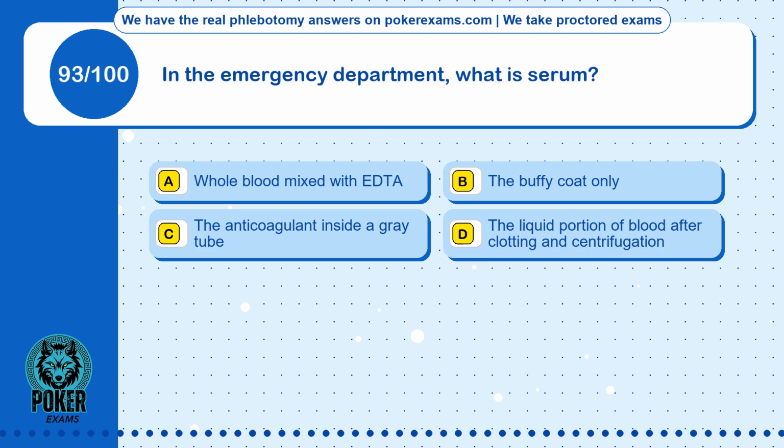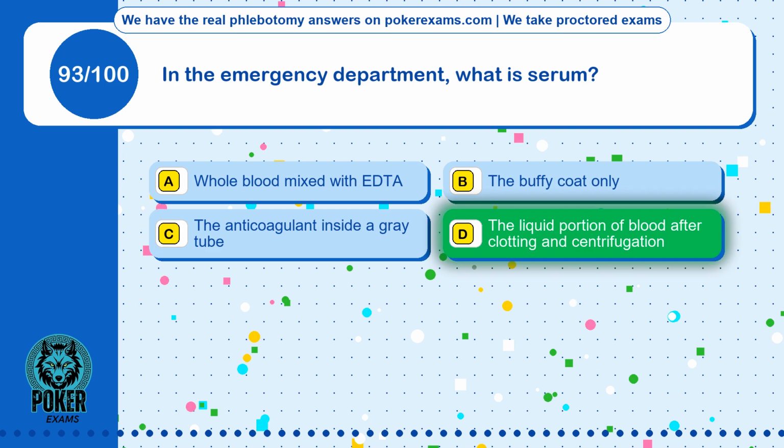Question 93. In the emergency department, what is serum? Option A, whole blood mixed with EDTA. Option B. The buffy coat only. Option C. The anticoagulant inside a gray tube. Option D. The liquid portion of blood after clotting and centrifugation.